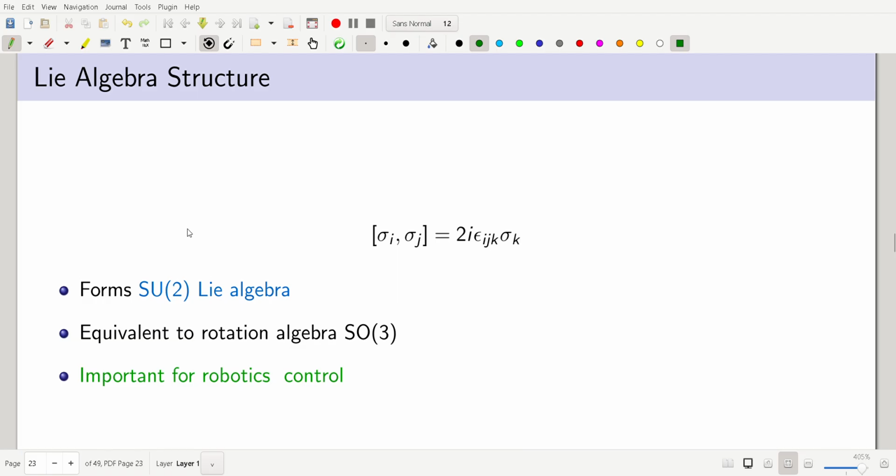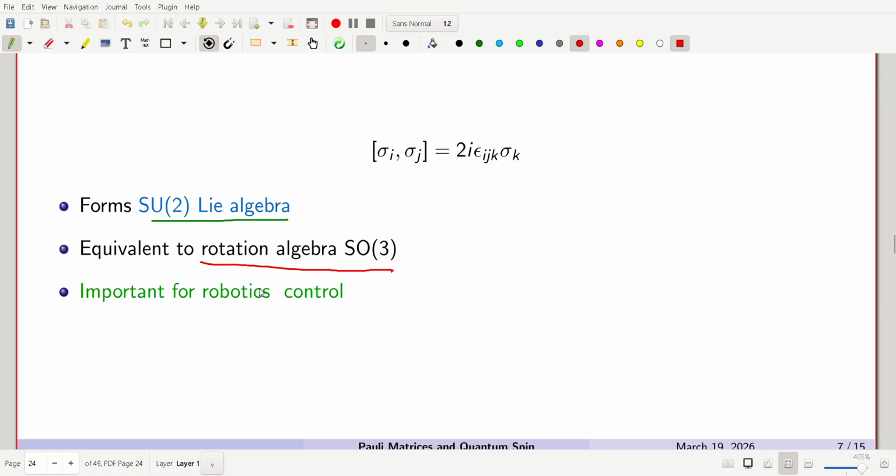So the Lie algebra structure is [sigma_i, sigma_j] = 2i epsilon_ijk sigma_k. So we have the su(2) Lie algebra, which is equivalent to the rotation algebra basically. This was already discussed and is important for robotics control. So this is very helpful to be used in the robotics domain.